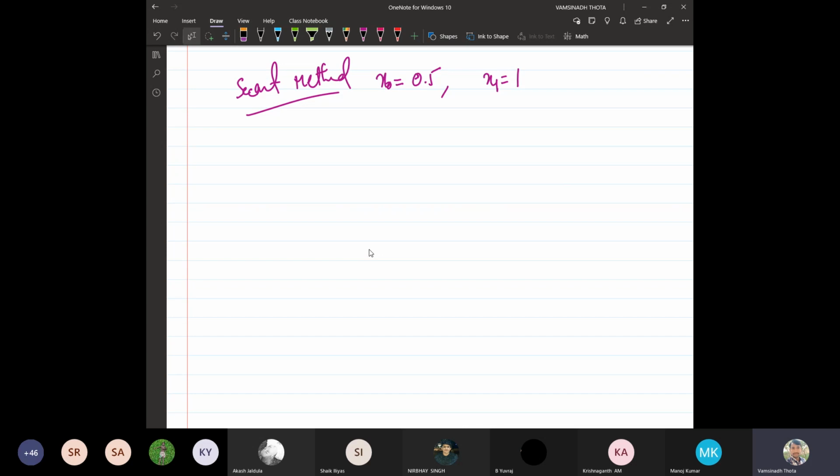So in all these methods, it is better you have a table. This is k is equal to 0, k is equal to 1, xk is given, x0 is 0.5, x1 is 1. Now we need to evaluate for k is equal to 2. What is the formula here?